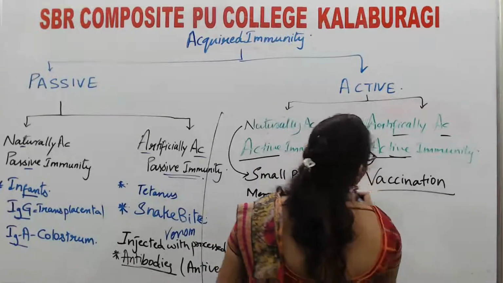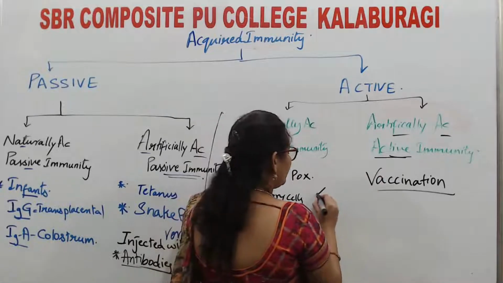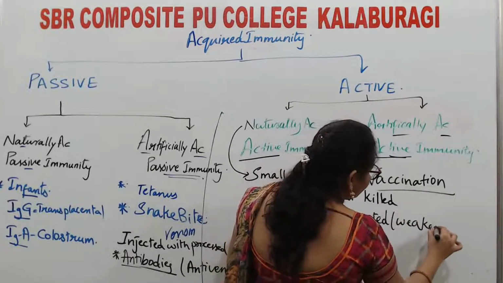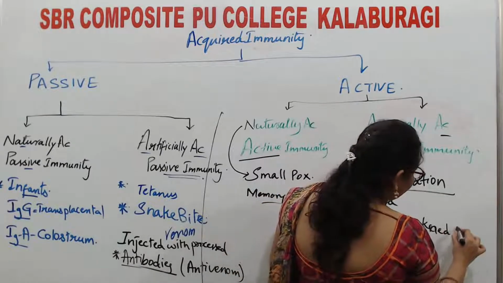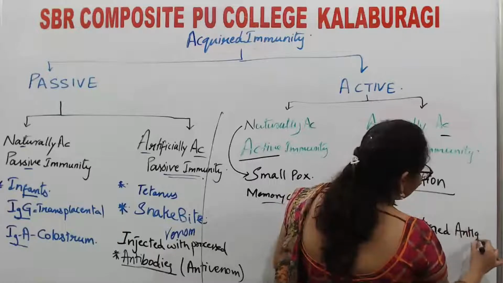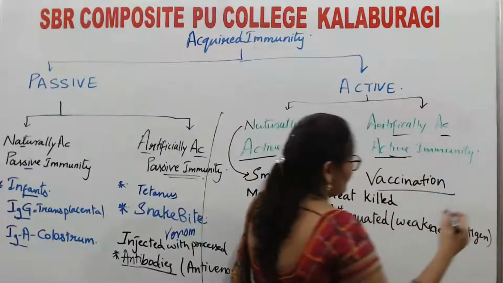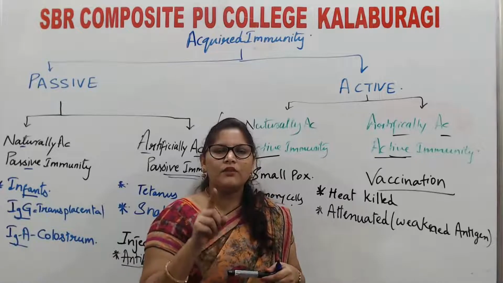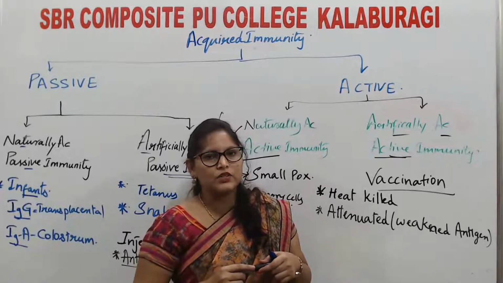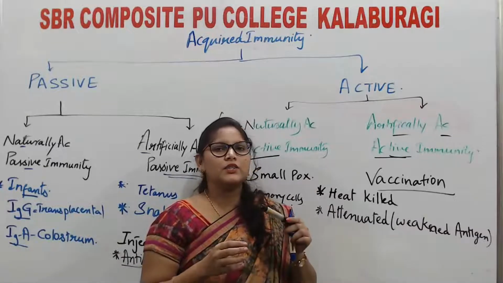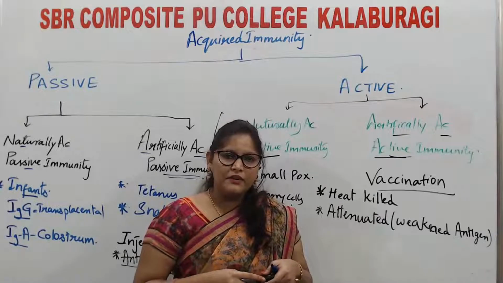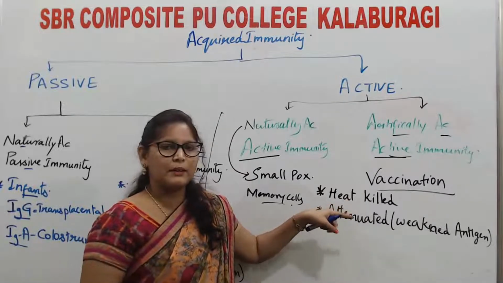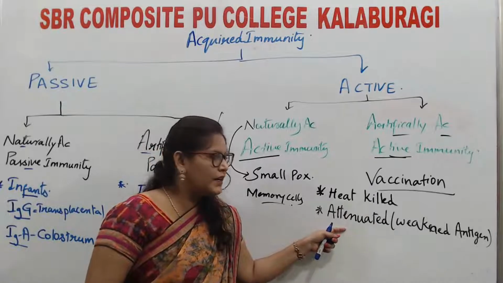Once again, what is the phenomenon behind this vaccination? What is an antigen? The antigen which can cause the disease, but the disease-causing ability of that antigen will be nullified in case of vaccination. The same antigen is taken, but the disease-causing ability of that antigen will be nullified or neutralized. Such type of antigens are known as heat killed, or they will be kept in formalin, so they are known as weakened or attenuated antigens.